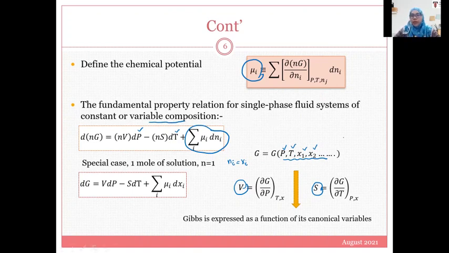As we have covered previously, each thermodynamic property, such as enthalpy, Helmholtz energy, and entropy, has its own canonical variables or function. You can express the function like this expression.